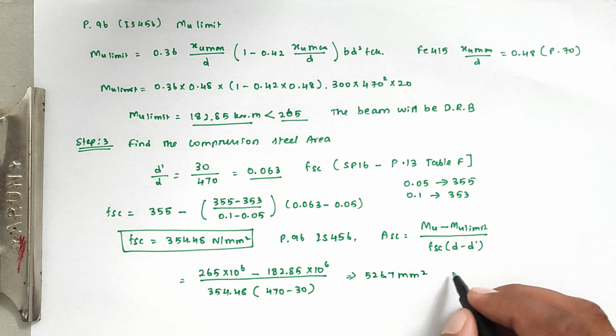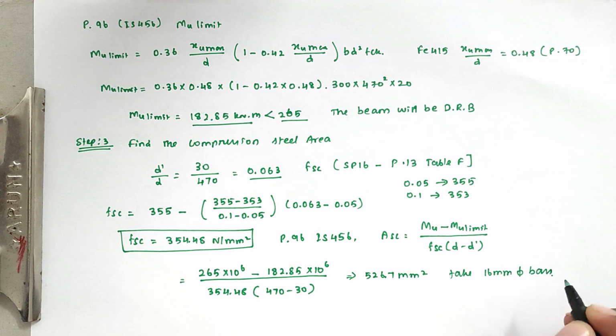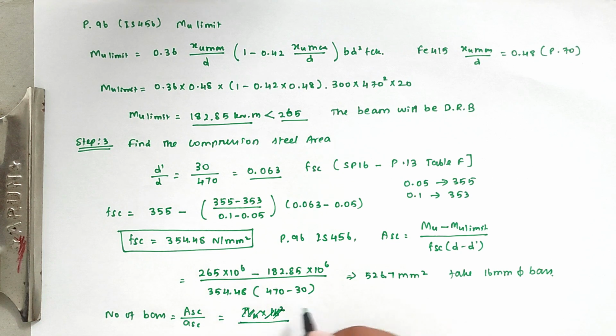Okay, so now we can take 16 mm dia bars. Now we have to find out the spacing. First thing is the number of bars: number of bars is capital Asc divided by small Asc. Capital Asc is 526.7 divided by small Asc, the area of 1 bar, pi by 4 into d square, that is 16 square. Solving this we got the value of 2.62. So now we can provide 3 numbers of 16 mm dia bars. Okay, so this is the compression reinforcement.